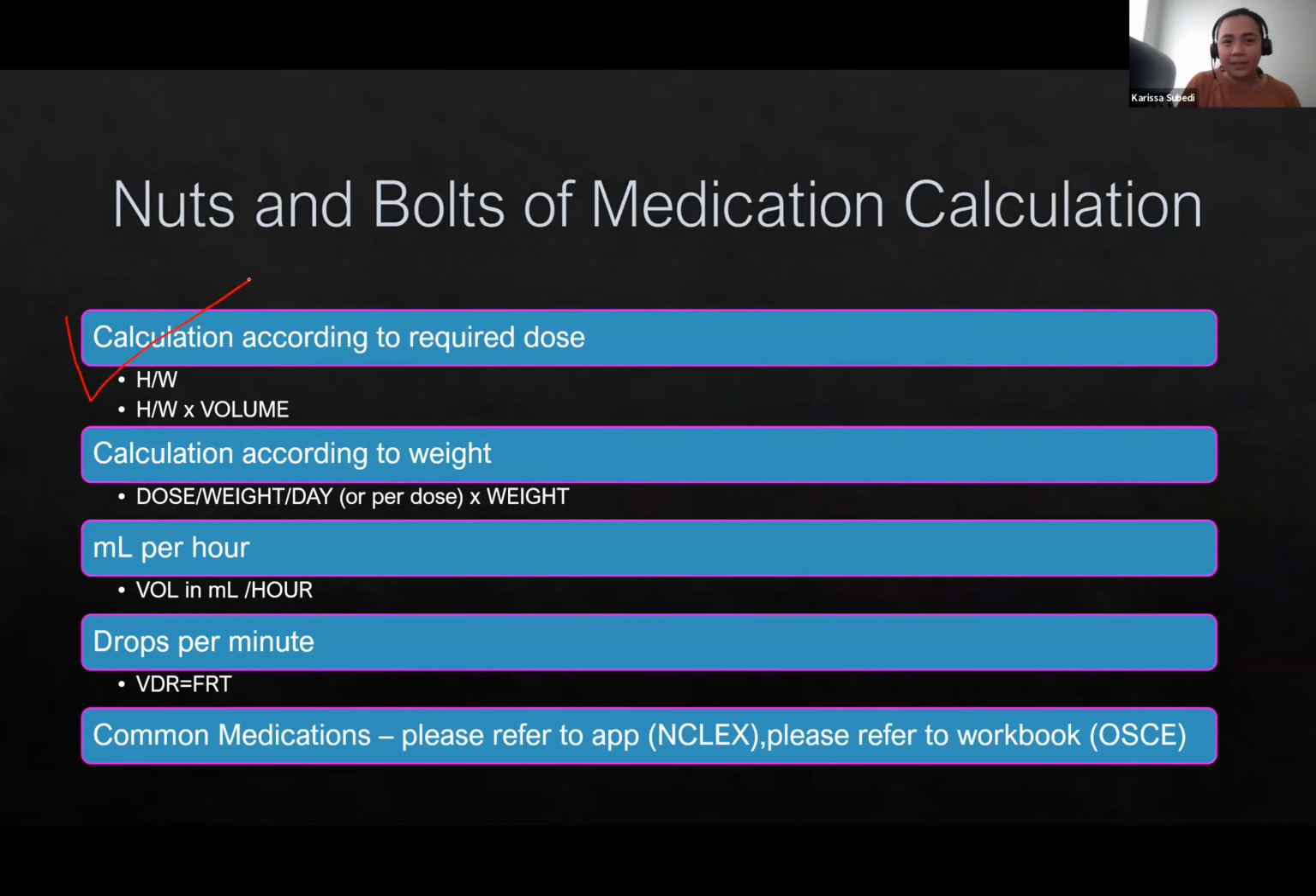So we've done our calculation according to required dose. Let's look into the calculation according to weight. People find this one complex, but I actually find it very easy because it only takes analysis. Normally what they will give you in NCLEX is a dose per weight per day. Or if not per day, it could be per dose, per minute, per hour, per week. It's actually the time that you are going to administer the dose. And normally they give you the weight because it is a calculation according to weight.